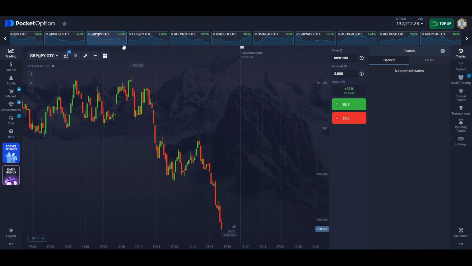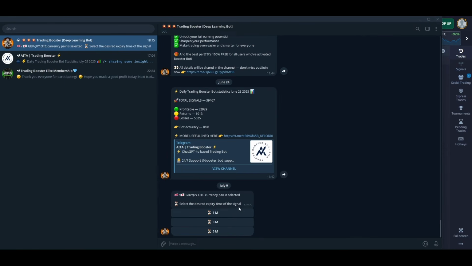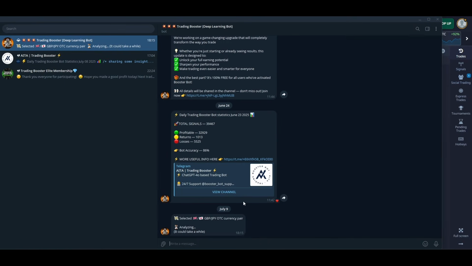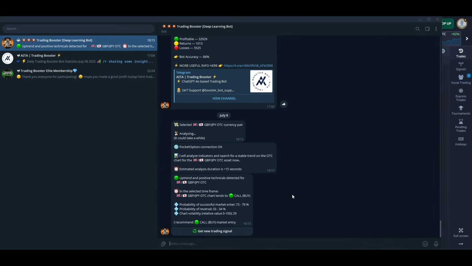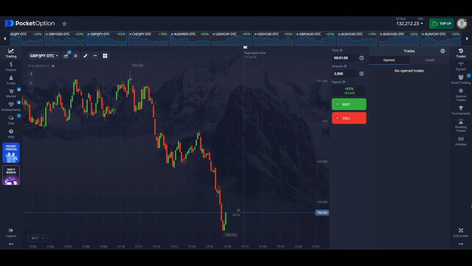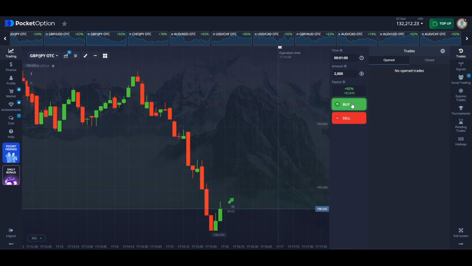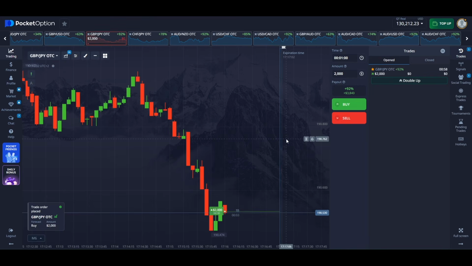The next currency pair is the British pound, Japanese yen. I go to the booster bot, select this currency pair, and set the trade time, as usual, to 1 minute. I get a buy signal. Here, the percentages are good, and the reversal percentages are low, so we definitely wait for the new 5-second candle. And right from there, we open a 1 minute trade.